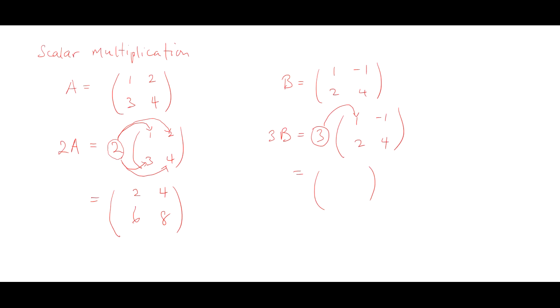So 3 by 1 will give me 3. 3 multiplied by minus 1 will give me minus 3. 3 multiplied by 2 will give me 6. And 3 multiplied by 4 will give me 12. Right? So as you can see, scalar multiplication is pretty straightforward. So let me just do one more example concerning that.